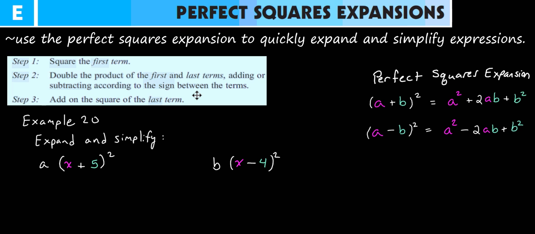This is something that I'm planning on handing out in class, so you don't necessarily have to write the steps out, but I find that it's best if you want to really understand it to write the steps out yourself. So square the first term. We have x plus 5 quantity squared. We're going to square the first term, x squared. We're going to double the product of the first and last terms. Now, in these examples today, we have two terms, and so it'll be the first and the second term. So x times 5 is 5x.